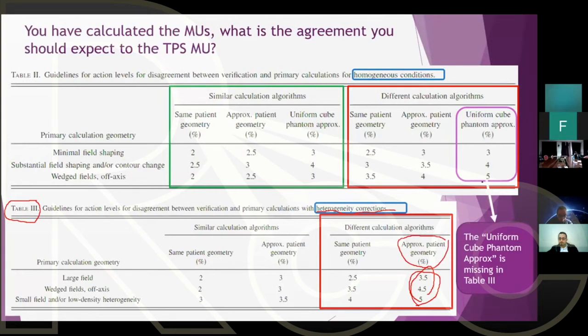Meaning a phantom close to the shape of the patient. If you are using an Excel sheet or something called, okay, I don't want to say names, except for one calculation software, all other software assumes a uniform cube phantom. So in this case, if you're doing heterogeneity correction and you're assuming MU check in a uniform cube phantom, you'll be getting discrepancies maybe 8% or higher.